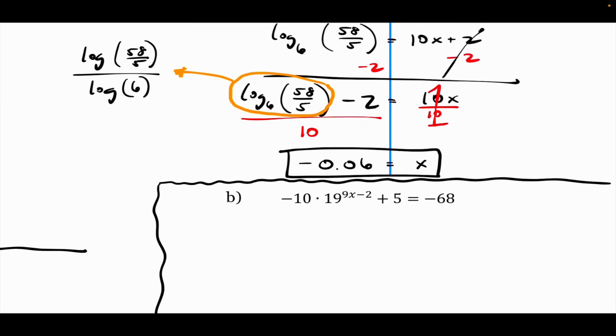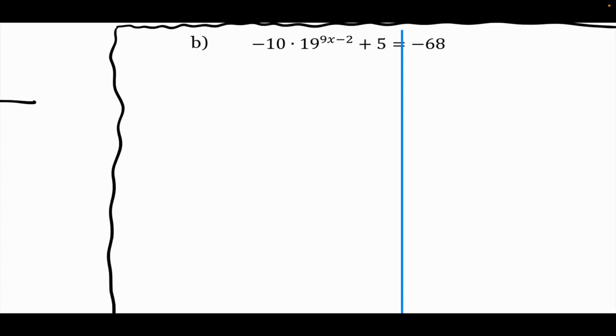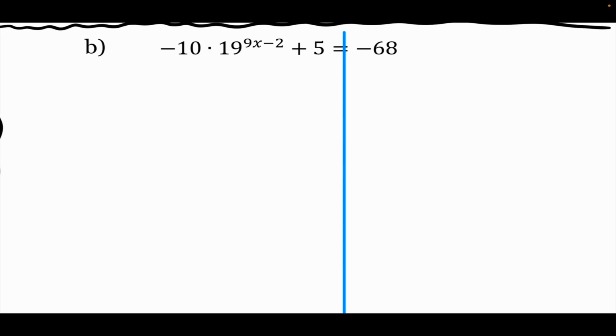All right, last one. Okay, so here's the thing. Step 1 says I want to get this guy by itself. Well, to do that, I got to get rid of the negative 10 in front and the plus 5 at the end. So I'm going to do multiplication last. So the opposite of addition is subtraction.